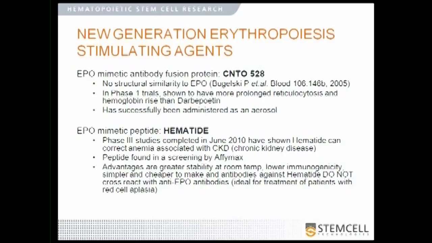Advantages of an EPO mimetic over EPO is that as a short peptide, hematide could have greater stability, lower immunogenicity, be simpler and cheaper to manufacture, and most importantly would not cross-react with anti-EPO antibodies, allowing treatment of patients with red cell aplasia.